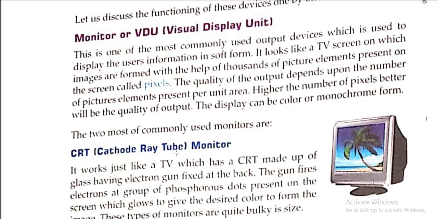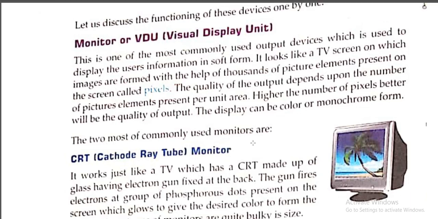If the distance between two or more dots is very small, then we say that the picture quality is very good. So the quality of the output depends on the number of pixel elements present per unit area. This is written here, the same thing I said: the quality of a picture depends on the pixels present per unit area. If there are more pixels per unit area, then the picture quality will be very good.